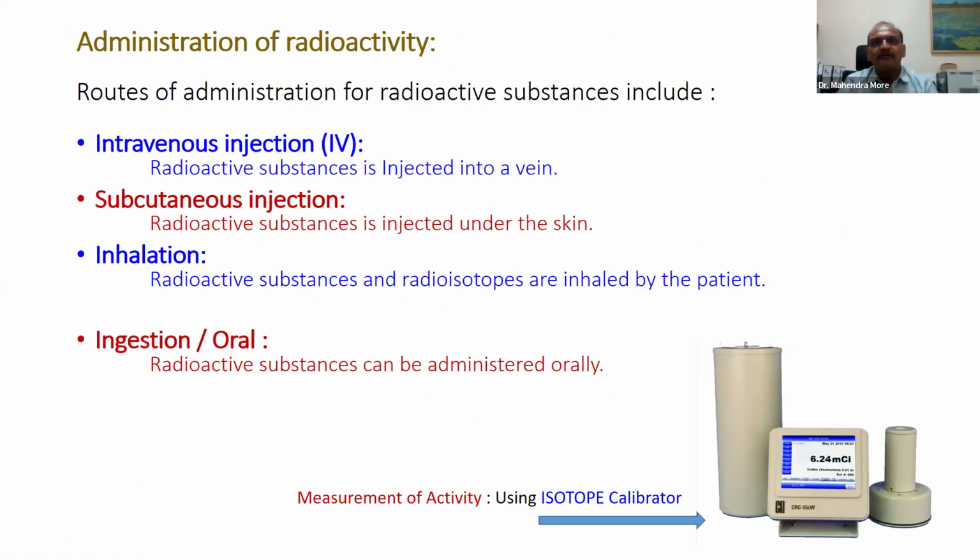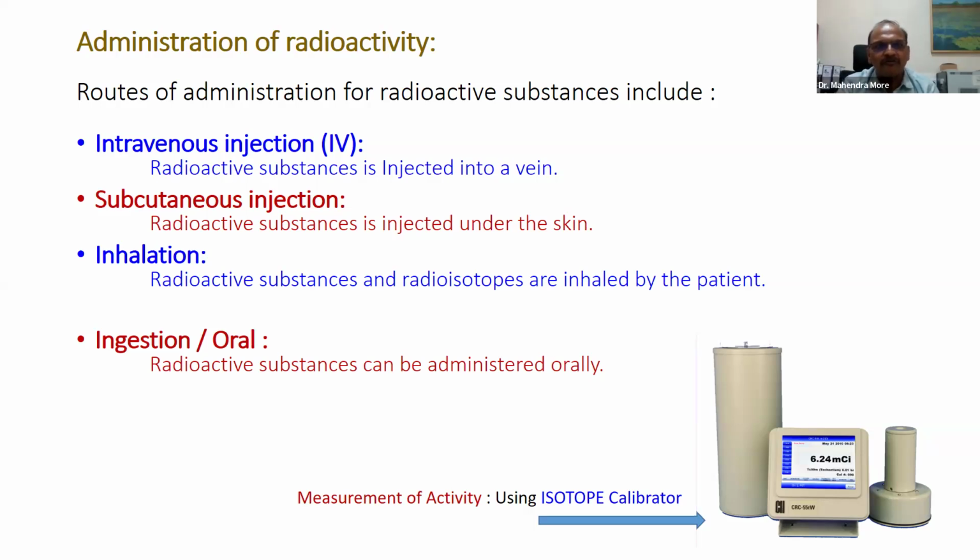Once in a hot lab, when the isotope and the pharmaceutical are labeled together, they can be injected intravenously. The radioactivity is injected through a vein. It can also be injected subcutaneously. In some nuclear medicine studies, these isotopes can be injected subcutaneously, very near to the skin, or under the skin, and the studies can be done.